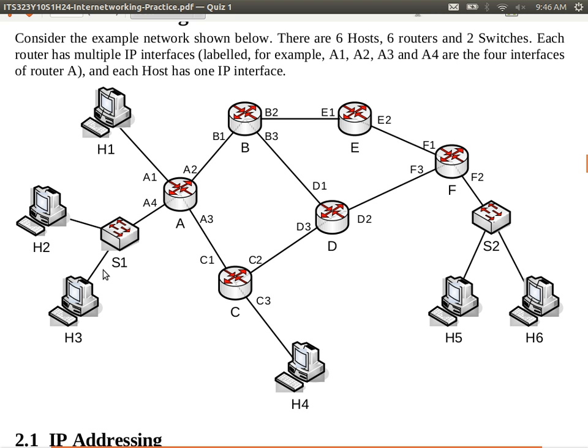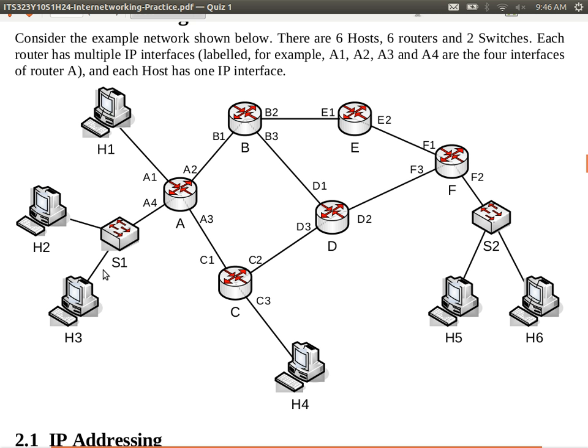And what's shown is that each router has connections to multiple subnets. So router C has 1, 2, 3 connections, connects to 3 different subnets. And I've labelled the interfaces, C1, C2, C3.